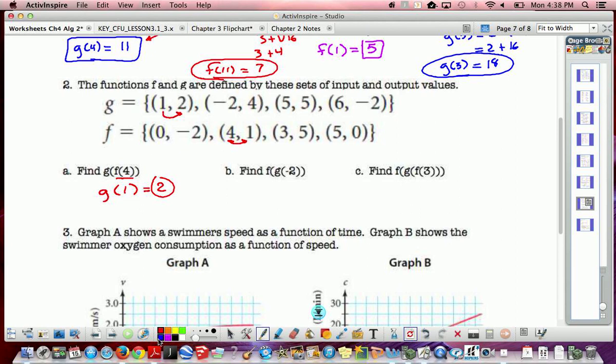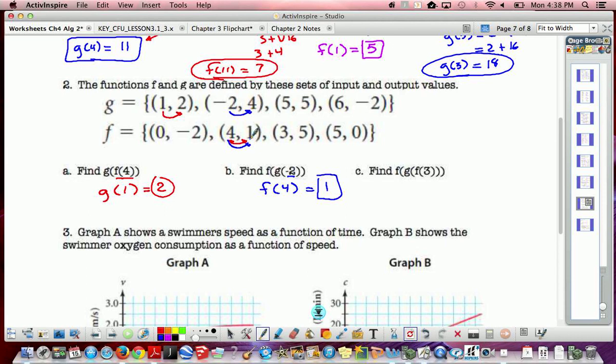Same process for the next one. G of negative 2. So I look at the g function. G of negative 2 is equal to 4. So now I replace the g of negative 2 with 4. So now I look at the f of 4 function. Well, that is equal to 1, because when x is 4, the f of x function equals 1.